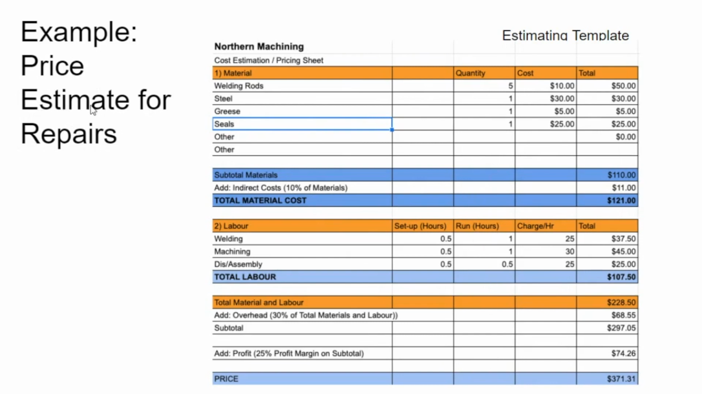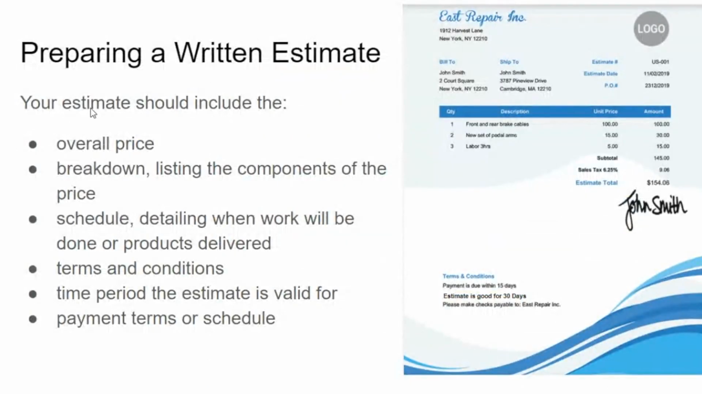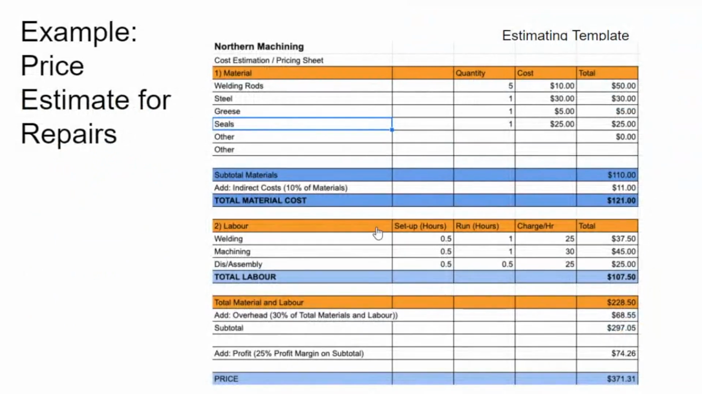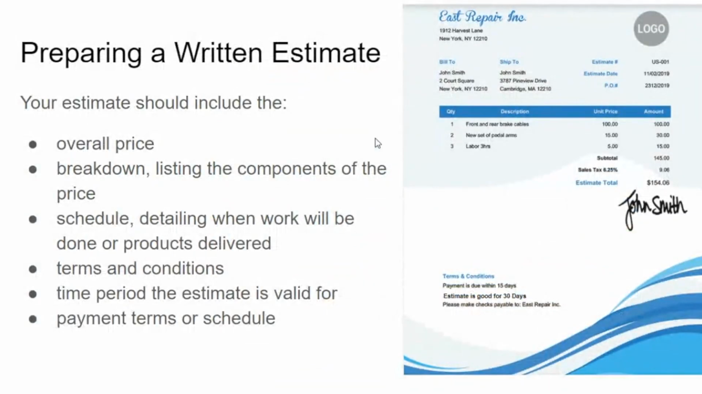So that gives an estimate. An estimate is an approximate cost. And really what the person is going to get is something like this, which is not as detailed as this. So it's something like this. And what that will have is a sheet that is called an estimate. So this is East Repair, for example, and it's a bill to, ship to, the estimate number, the estimate date. So you put a date on it.